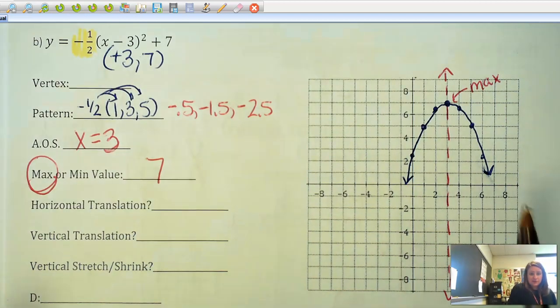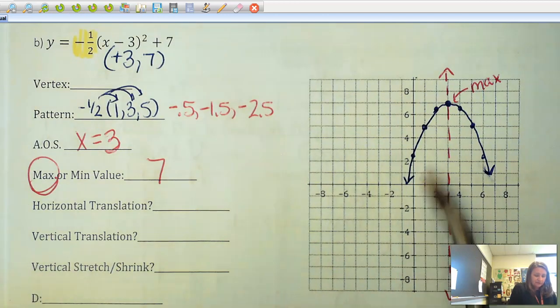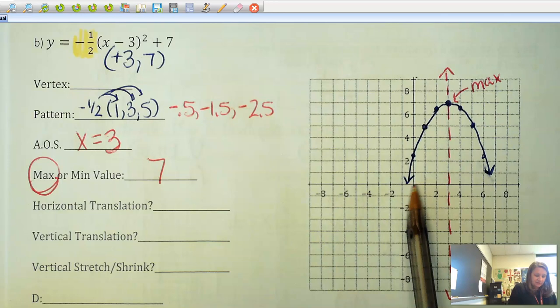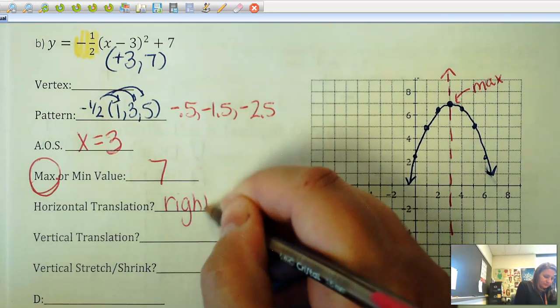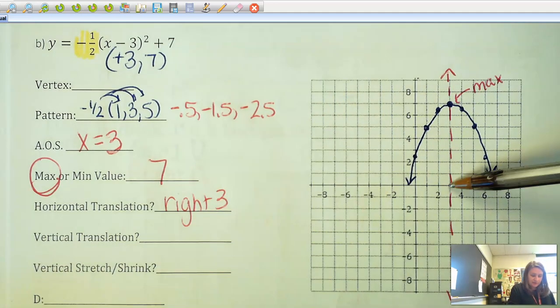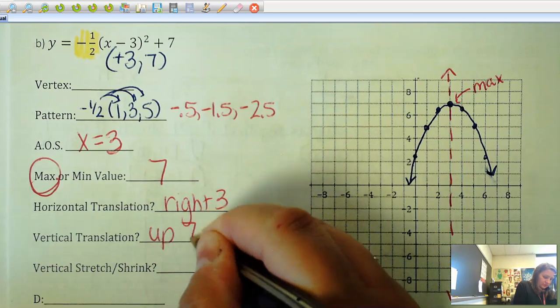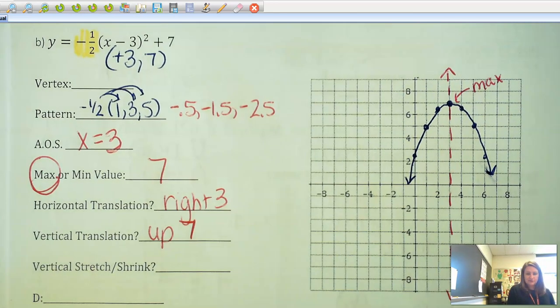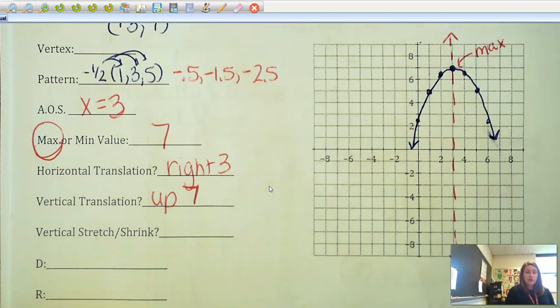Now, your translation, you want to think about going from 0, 0. So if I go from 0, 0 to get over to this point for my vertex, I'm going right 3. Vertical translation is up or down, so we need to go up 7. So that's going to be my vertical translation. And I'm going to scooch this up just a little bit. So the stretch or shrink.